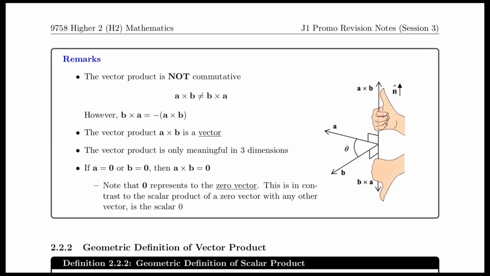But now, if I do B cross A, it's like that. My B is this way, my A is this way. Notice the way that my thumb is being pointed. It's in the opposite direction. That's why there's a minus sign. Minus sign means you're facing in the other direction. Clear? So A cross B is just negative of B cross A.